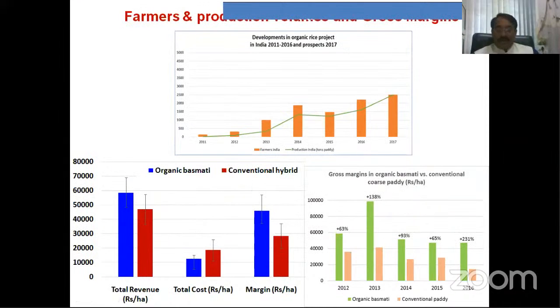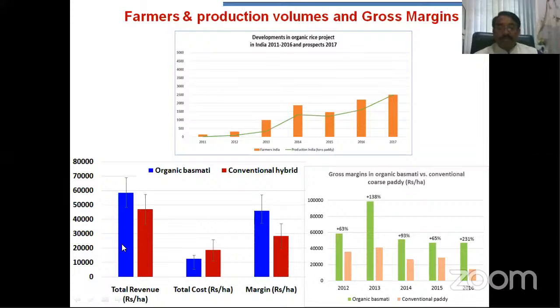Then as far as the farmers' fields, I will take only 2-3 minutes. In organic production, farmers say that total revenue generation is more than total cost, because farmers don't count their family labor cost and the compost making cost. So margins are more, and this is the average of 2,500 farmers.